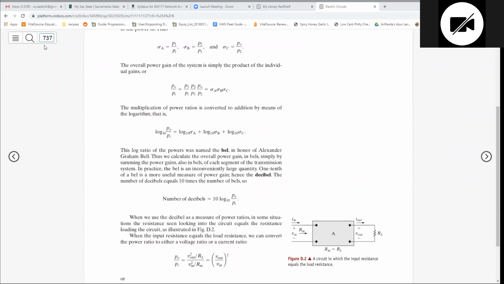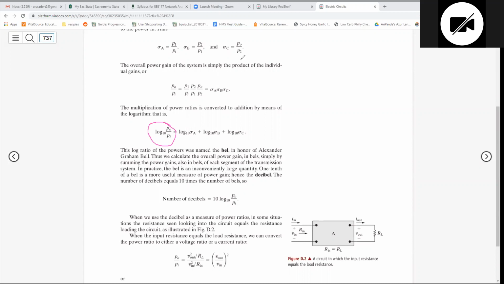Now, the one problem, so Bell came from Alexander Graham Bell, because that group thought about it. I'm sorry, no, that's wrong. Alexander Graham Bell invented the phone. So that group of people back in the day, they wanted to quantify the power of the phone, and they chose this unit of Bell representing log base 10 of this ratio.